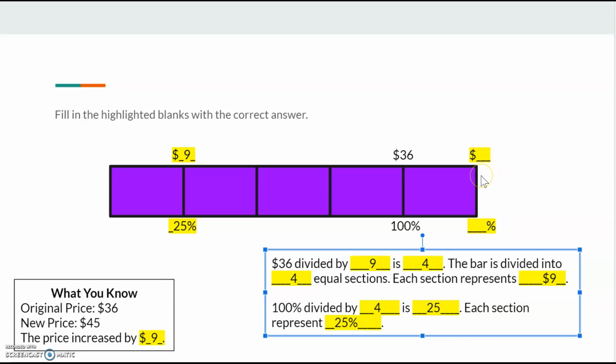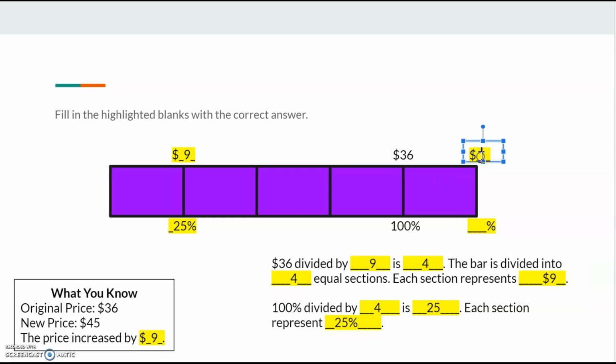How much is it going to cost? Well, 36 plus 9 is going to be 45. 100 plus 25 is 125. So the total cost of the bill is going to be 125%.